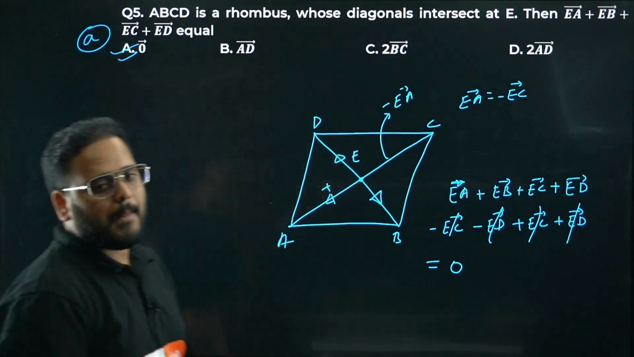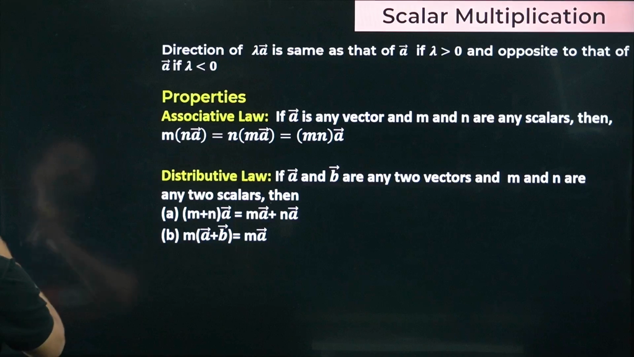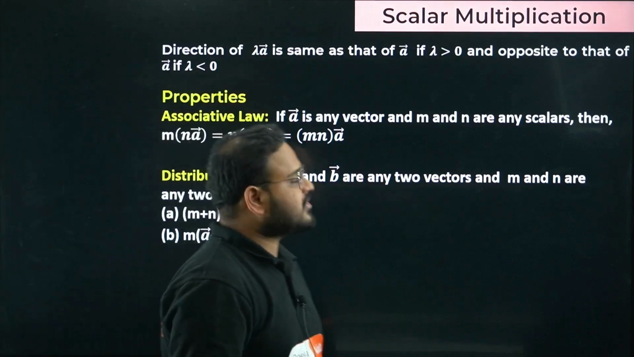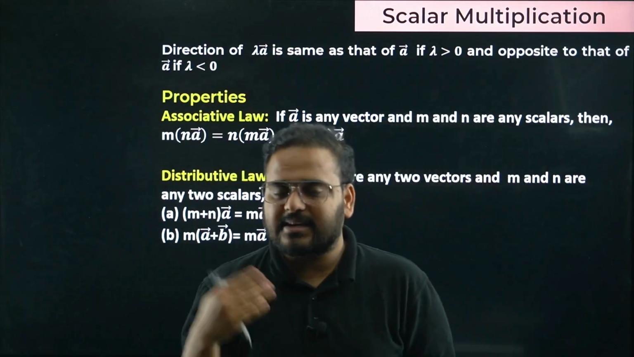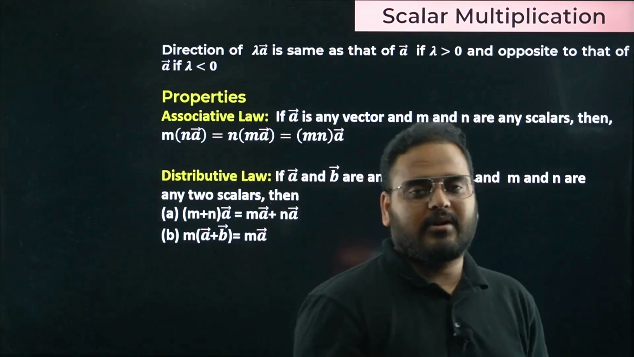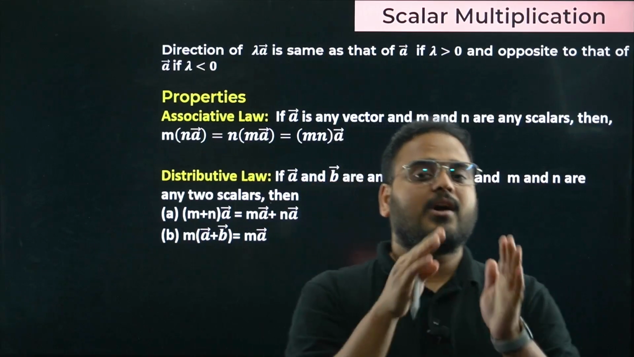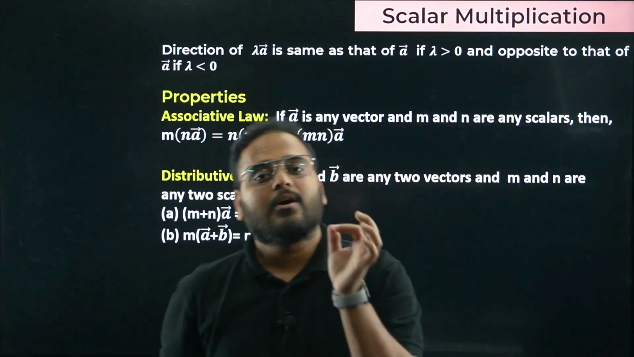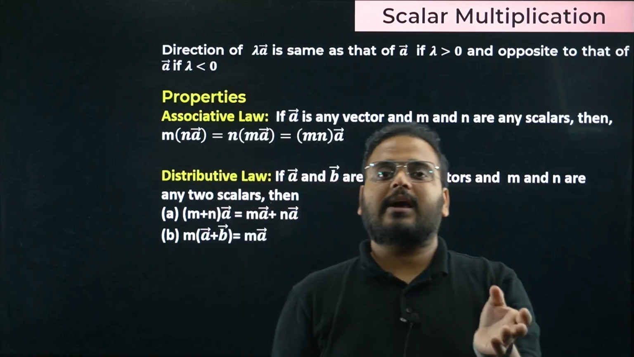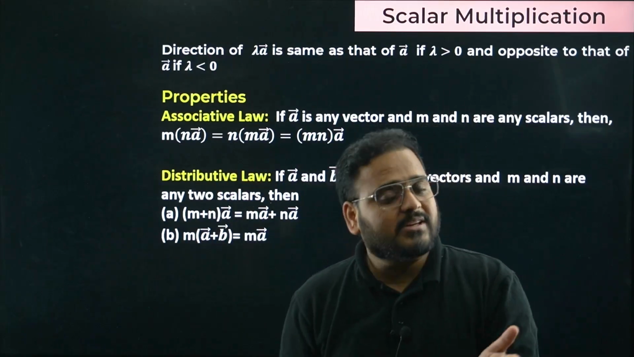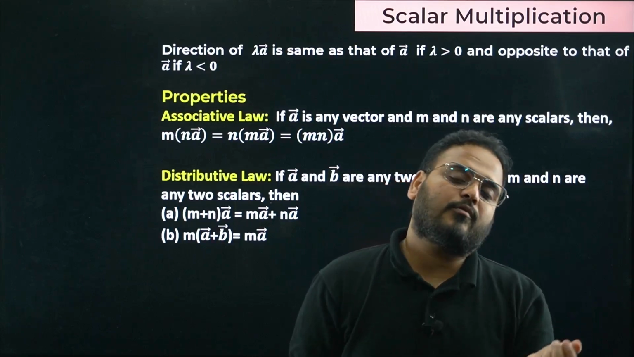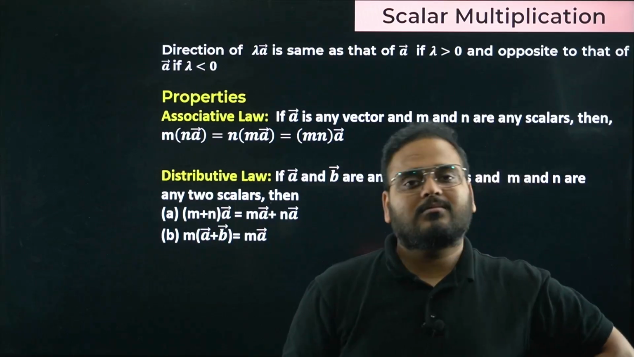Done. Moving on now. Now we have scalar multiplication. We have two types of multiplication in vectors: scalar, also called the dot product, and vector, also called the cross product. We use the dot product for questions on perpendicular vectors, and the cross product for the concepts of parallel or collinear vectors.